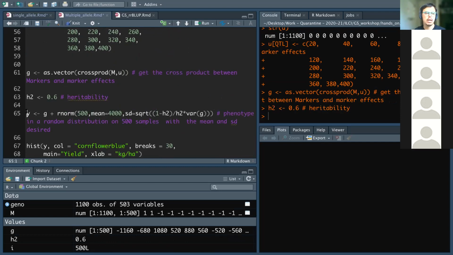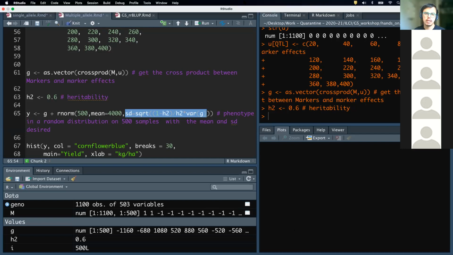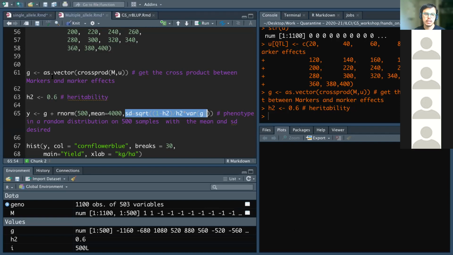And remember, I'm using the heritability not just to remind you that it is important for the analysis, but also because with the heritability, I'm able to estimate the environmental variance. So as in this example, the genetics explain 60% of the variance of the phenotype, and 40% of the variance is because of environmental factors.